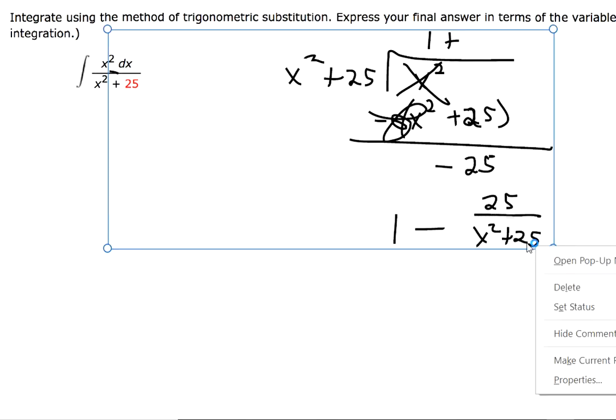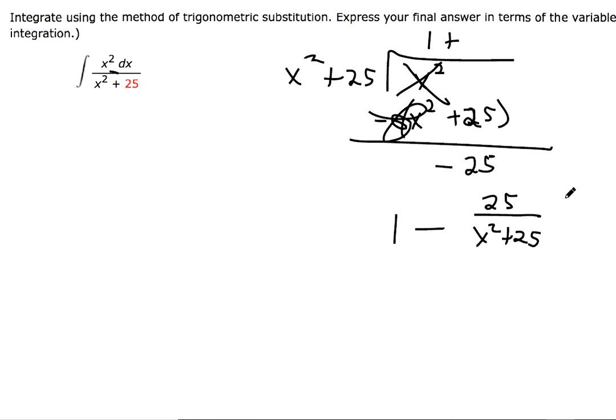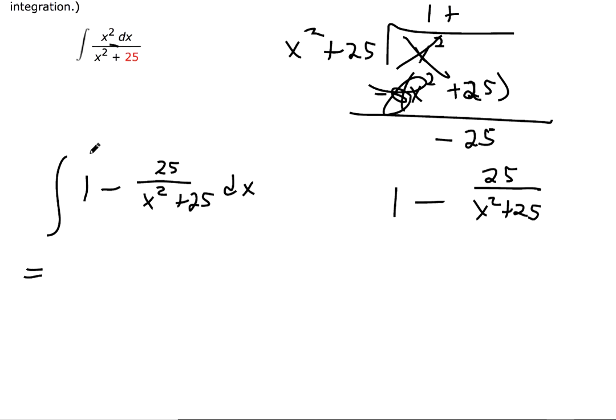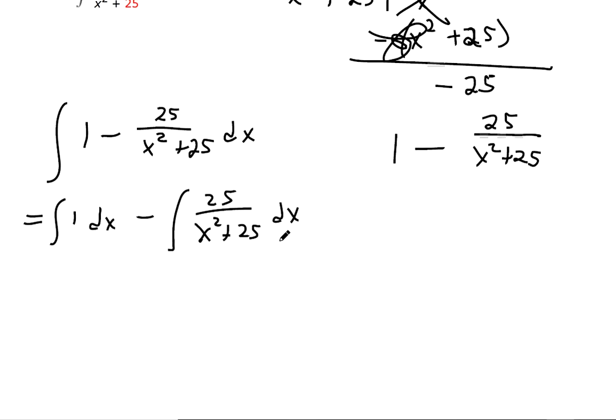Okay, so if that troubled you, I kind of went over it pretty quickly. You'll probably want to go check out a video on long division of polynomials. So we rewrote the integral. And now you might know what I'm going to do involving trigonometric substitution. Because now we can break this up into two separate integrals. Integral of 1 with respect to x, and then the integral of 25 over x squared plus 25 with respect to x. This one looks like tangent, right?